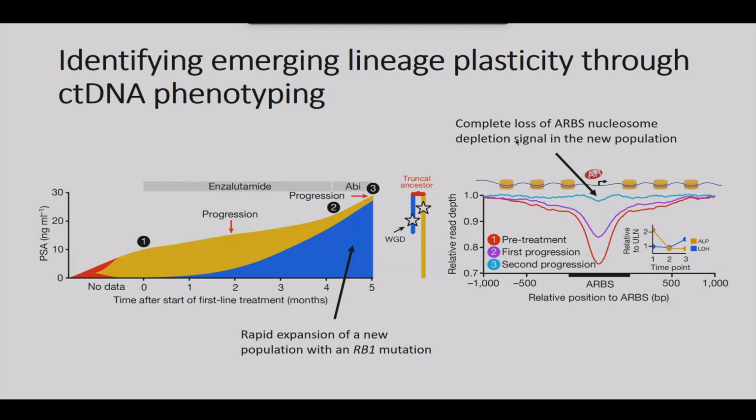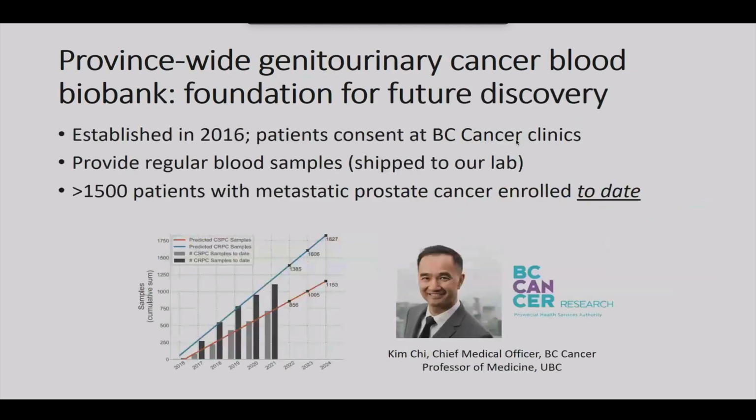So I think this is really a case report that illustrates the potential for ctDNA profiling to give us genotype and phenotype in the same test. And our ongoing discovery is based on a very large biobank, where we now have more than 1,500 patients providing regular samples, and so we're hoping to refine our observations through this biobank.